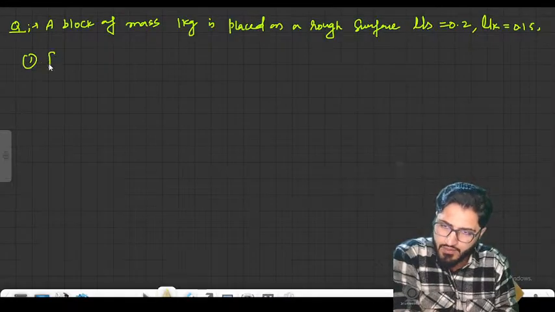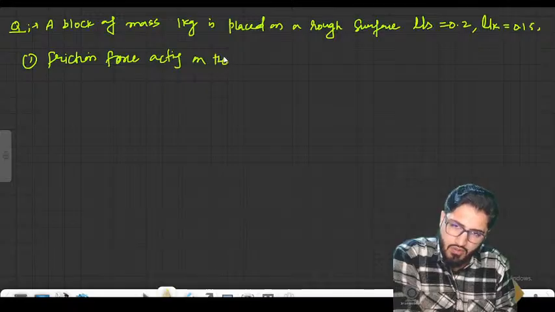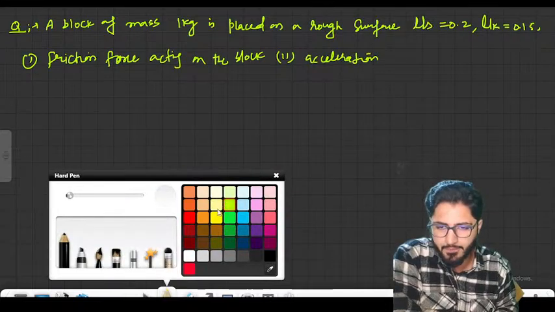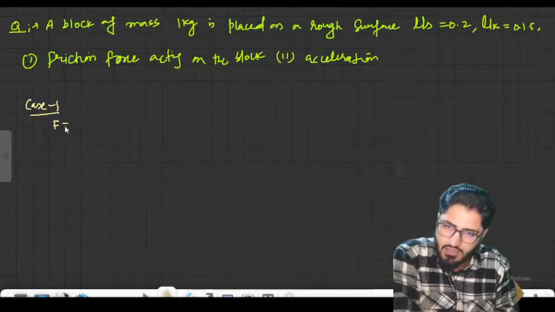First part, what will be the friction force acting on the block? Second part, find acceleration. Look now, beta. Case first, if the external force is 1 Newton, what will happen then?